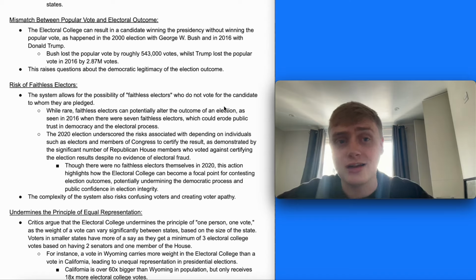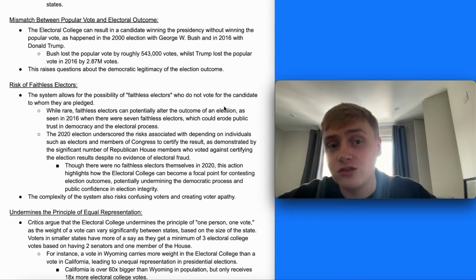Crucially, there's a mismatch between popular vote and the electoral outcome in some key elections. So it can result, the Electoral College, in a candidate winning the presidency without winning the popular vote, as happened in 2000 with George W. Bush and in 2016 with Donald Trump. Bush lost the popular vote by roughly 540,000 votes, whilst Trump lost the popular vote by over 2.87 million votes in 2016, but still became president.